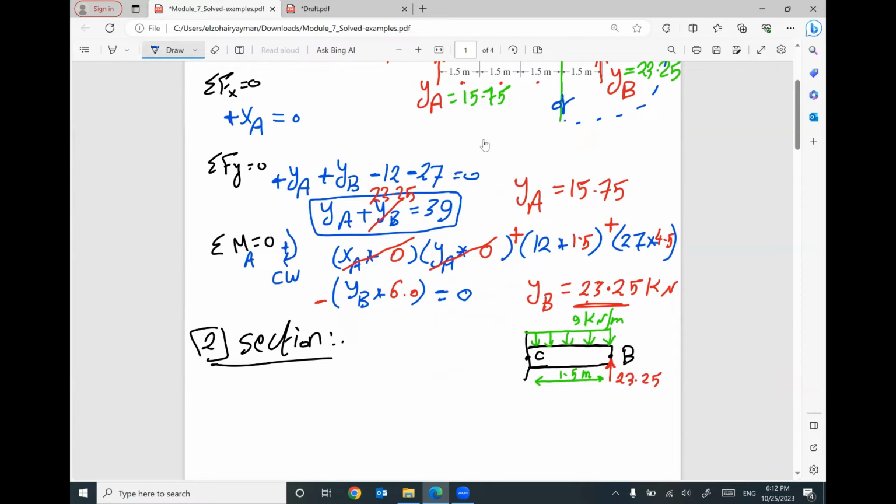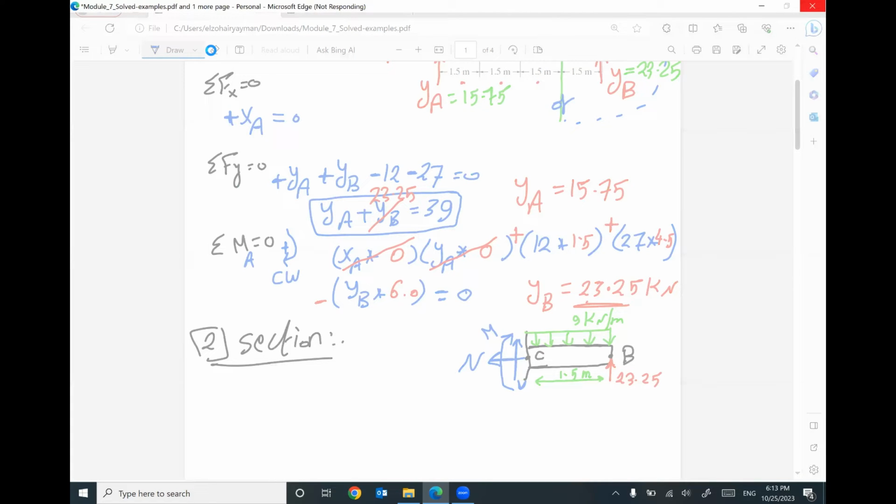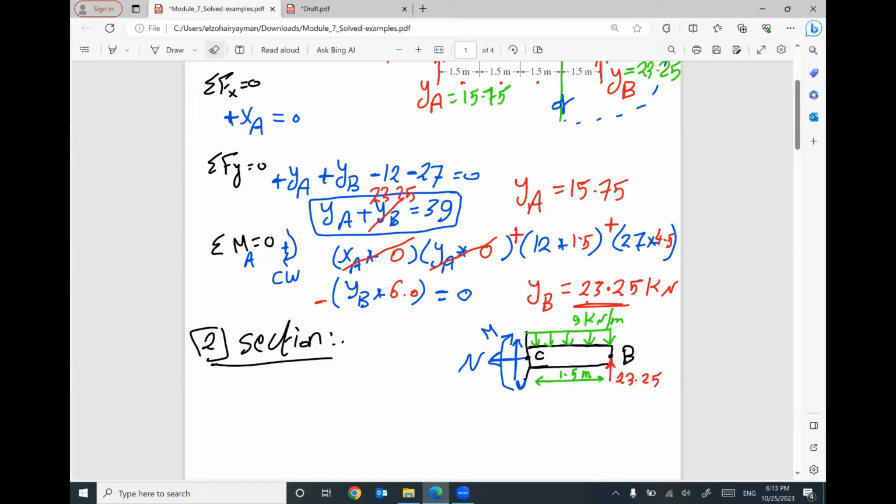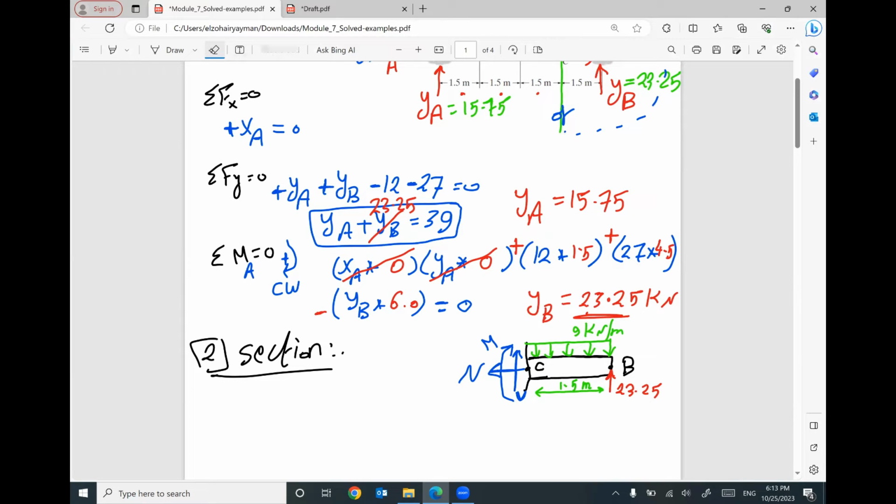At your cut, I should expect axial force, capital N, shear force, capital V, and bending moment, capital M. So I will have the three internal forces. To be more specific, just a second. This moment, like this. So we have capital N, we have capital V, and we have capital M.